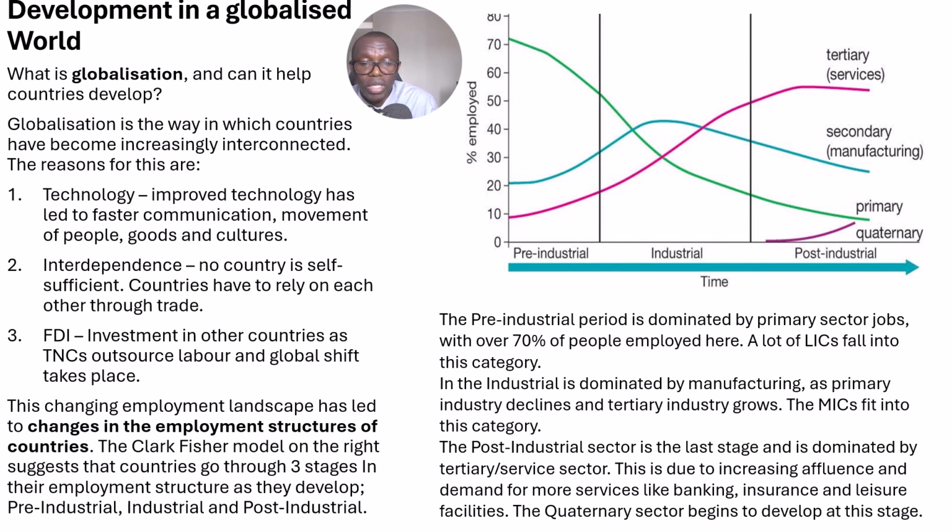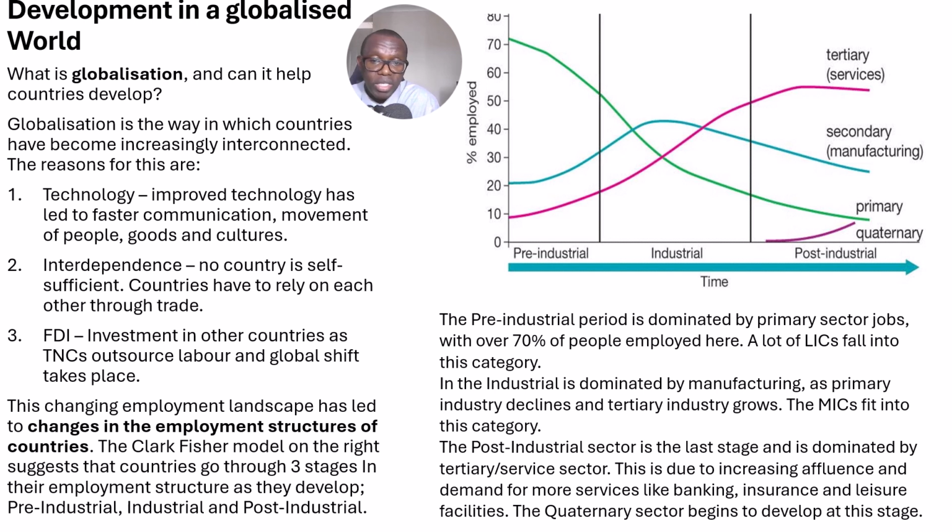Now, the Clark-Fisher model here on the right suggests that countries go through stages in their employment structure as they develop. So there is the pre-industrial stage here, which is the first stage. Then there's an industrial stage, and then there's a post-industrial stage. Now, if we look at this particular diagram here, it shows that during the pre-industrial stage, most people work in the primary sector, which is shown here by the green line. And 70% of people at this point here, for example, are working in the primary sector of industry.